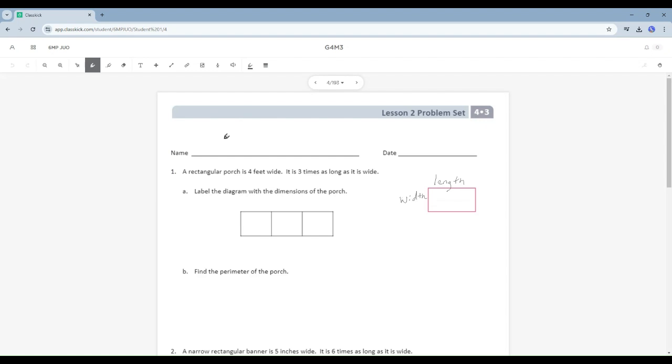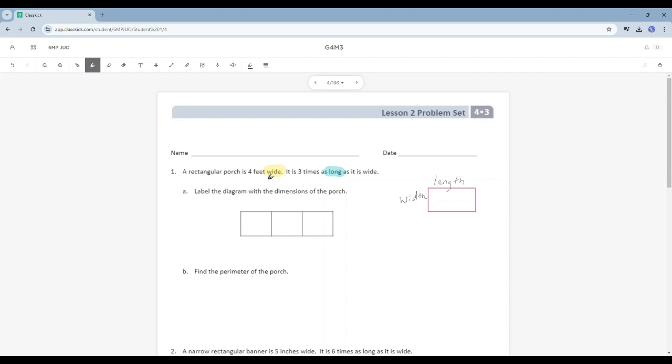Number 1 says a rectangular porch is 4 feet wide. Now, when it says wide, we're referring to the width. So we know the width is going to be 4 feet. It is 3 times as long as it is wide. And when it says long, that means we're referring to the length. So again, width is going to be the left and the right edge. The length is going to be the top and the bottom edge. It says label this diagram with the dimensions of the porch. And this problem can really trip up students if we don't distinguish the difference between the length and the width.